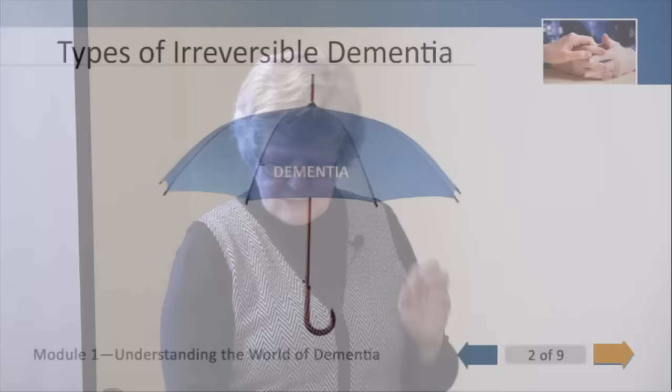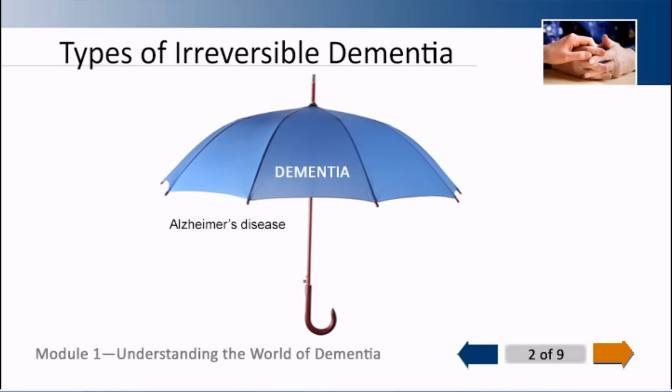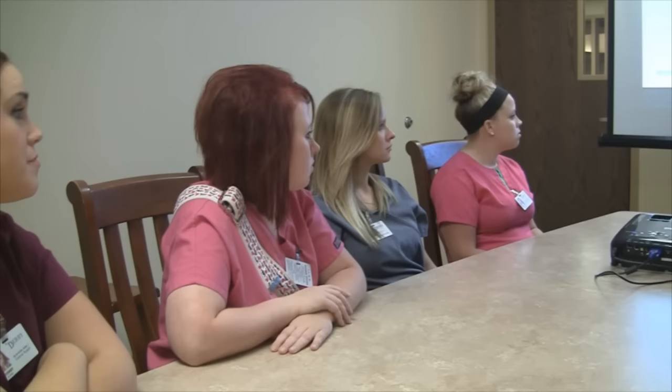So, some types of irreversible dementia. Alzheimer's disease, most common form. Right now, in developed countries, there are 5.4 million people with diagnosed Alzheimer's. By the year 2050, we think it's going to be somewhere around 4 billion in developed countries. We're living longer, and what's the greatest risk factor? Age. So we're living longer and we're going to have more of it.